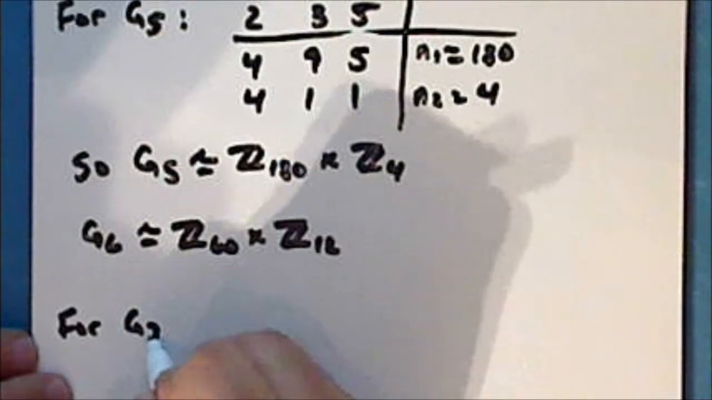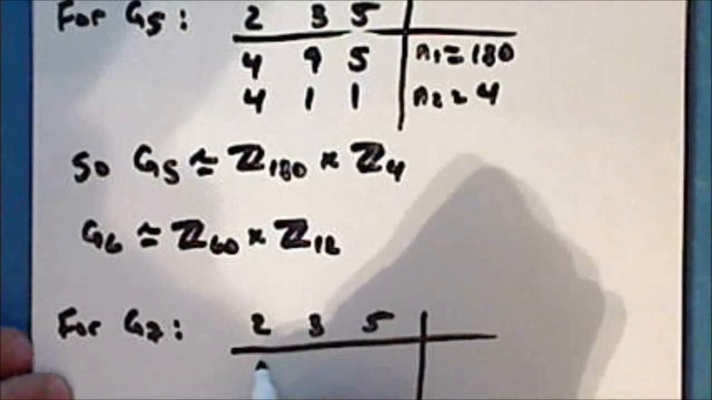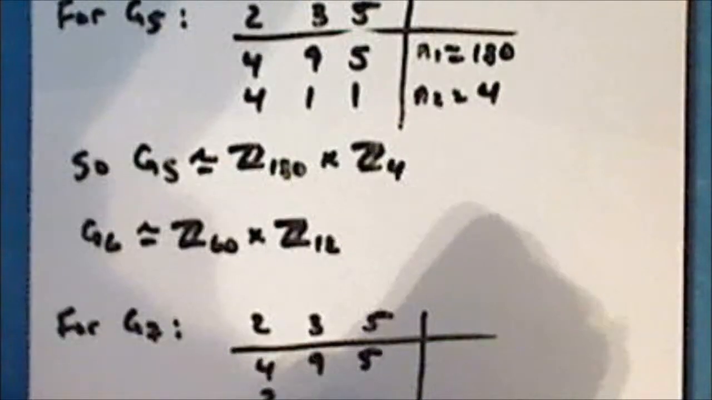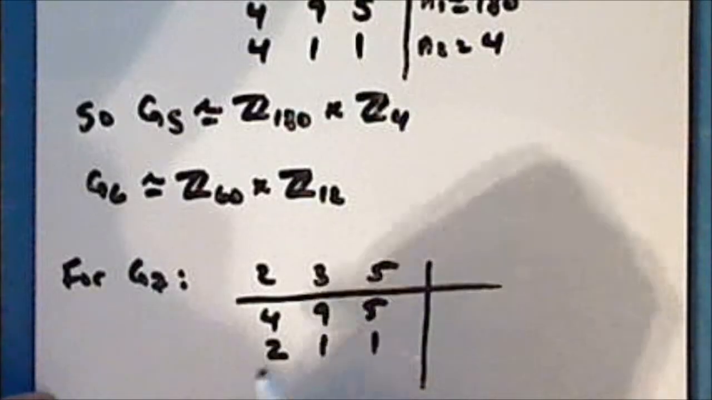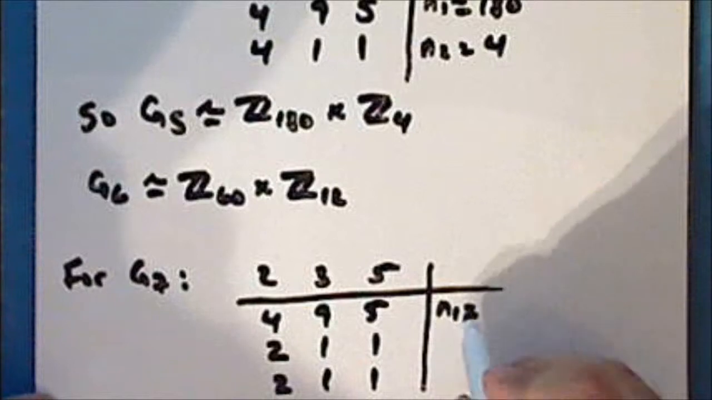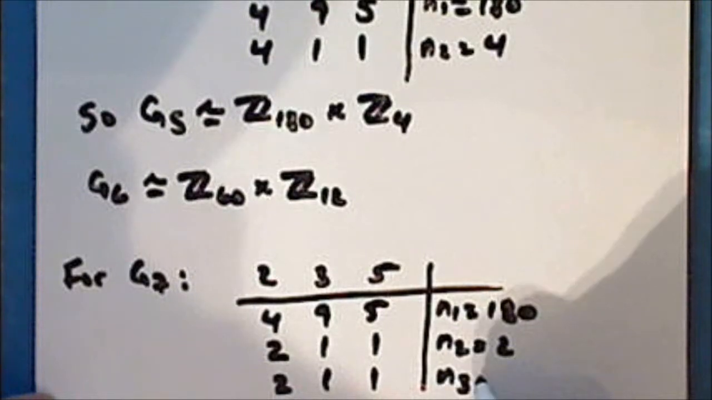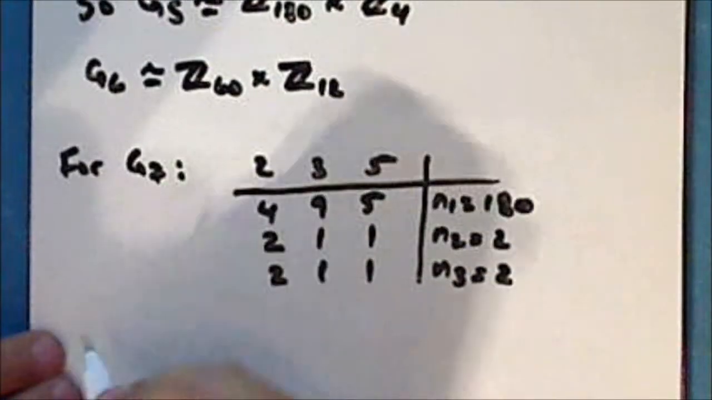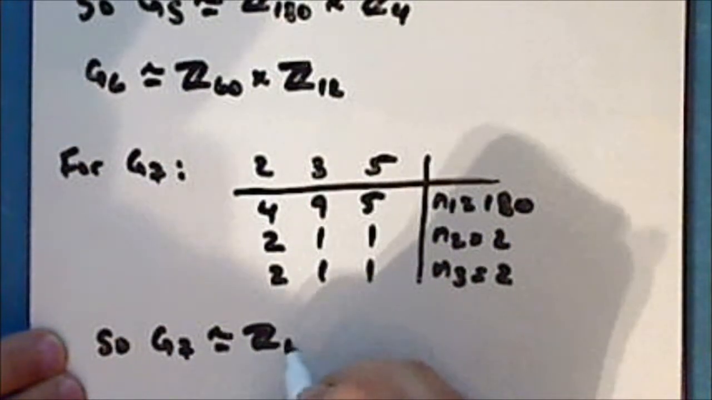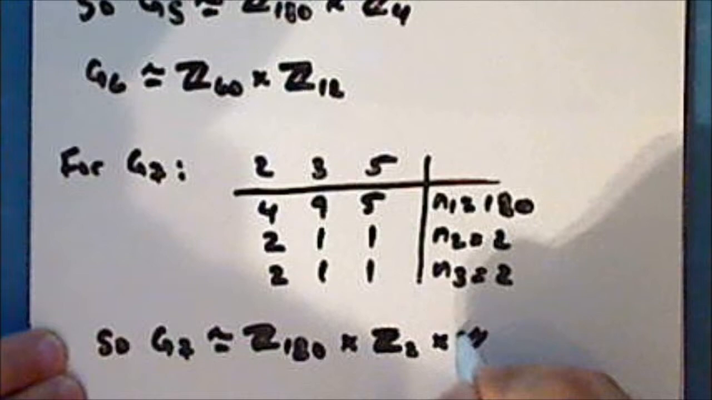Now for the seventh group, in the first row we have 4, 9, and 5. In the second row we have 2, 1, and 1. And in the third row we have 2, 1, and 1. So the first invariant factor is 4 times 9 times 5, which is 180. Second invariant factor is 2, and the third invariant factor is 2. And so the invariant factor decomposition of the seventh group is the direct product of the integers modulo 180 times the integers modulo 2 times the integers modulo 2.